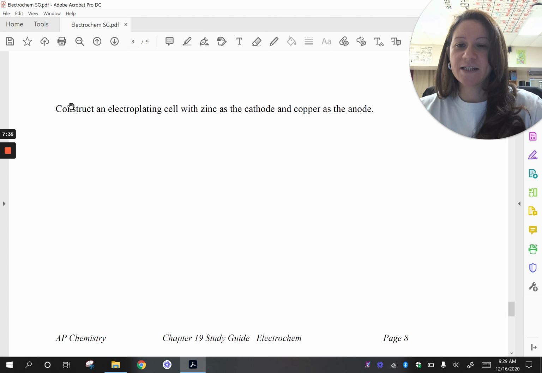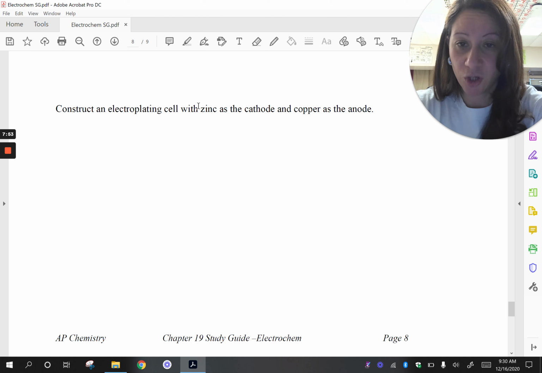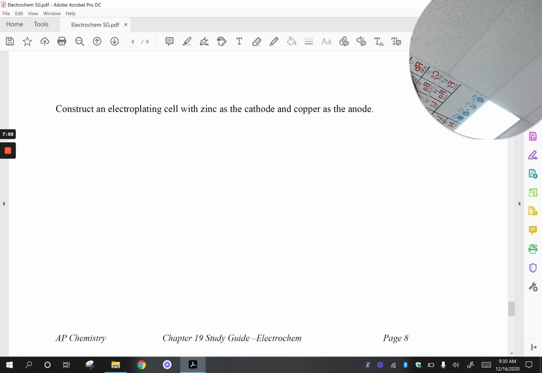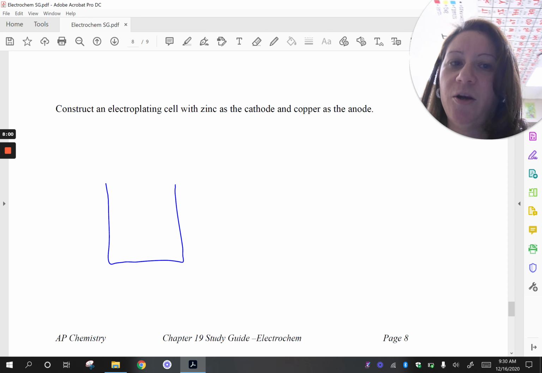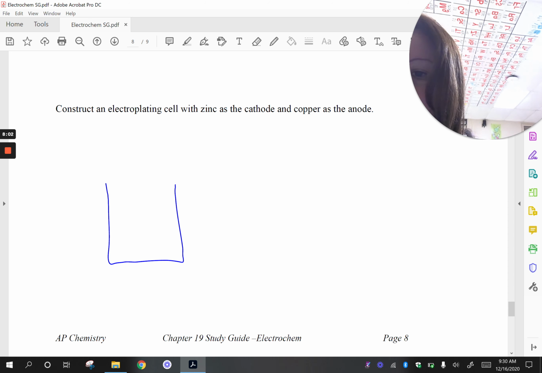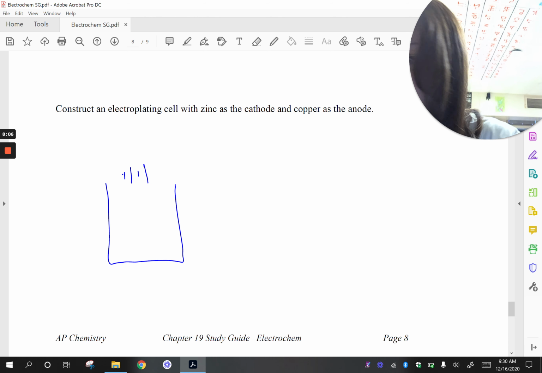So let's look at this right here. We want to construct an electroplating cell with zinc as the cathode and copper as the anode. So once we see electroplating, we think, oh, this is an electrolytic cell. Everything is switched. This is not spontaneous. We need a battery source for it. So to draw this, we are going to have our beaker, and we're going to definitely need our battery source. So short line, long line, short line, long line.